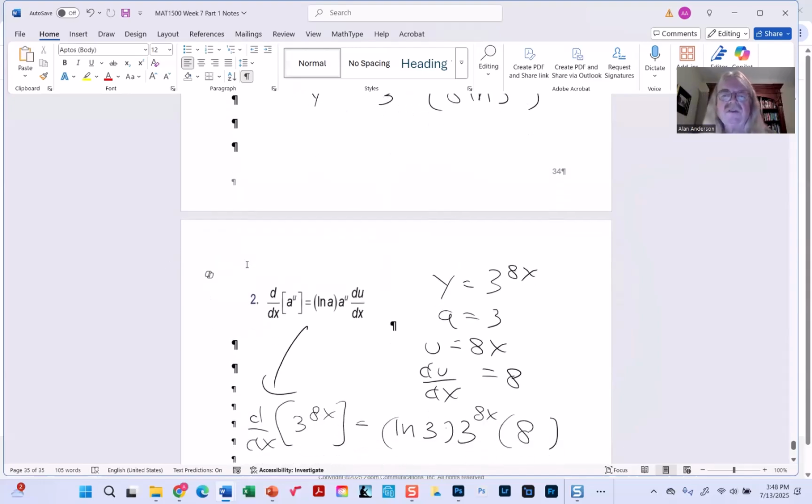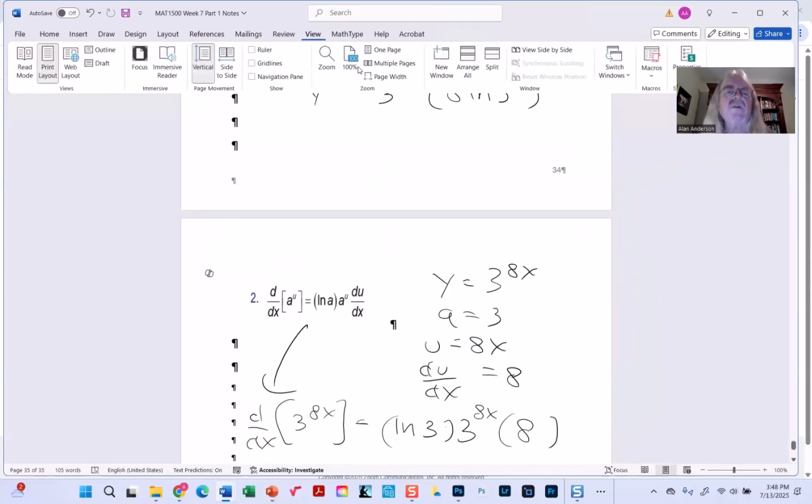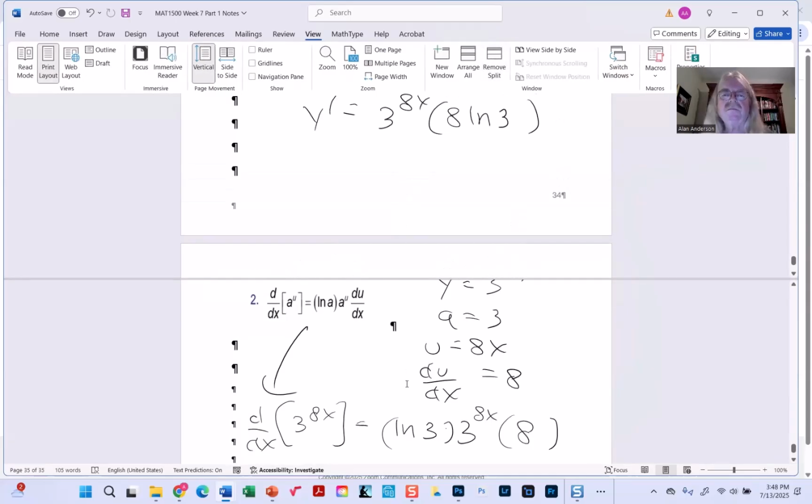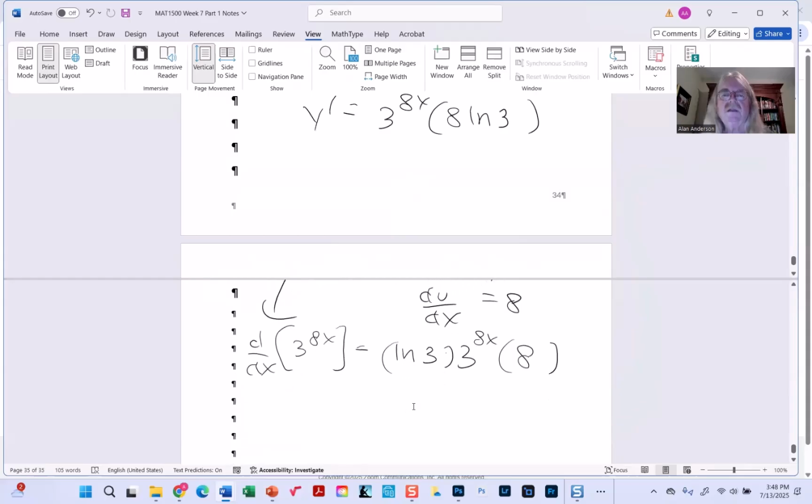Okay, so even though it's written slightly differently, in a different order, you can see it's the same thing. I could just rewrite it as 8 log 3 times 3 to the 8x. So as is so often the case, there's more than one way to get to the same result. We have a rule that lets us do it directly, but you can see that we also could use logarithmic differentiation.